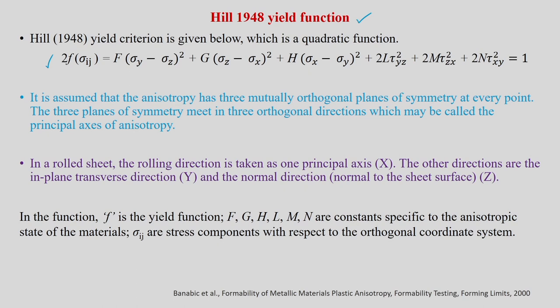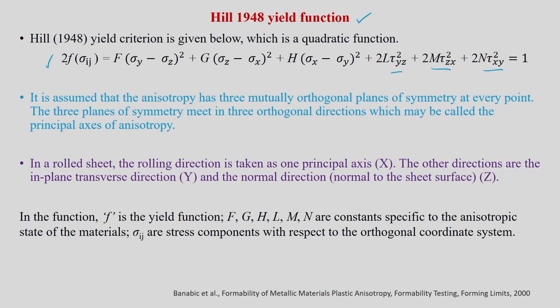So there is a function which is nothing but f into (sigma y minus sigma z) the whole square plus g into (sigma z minus sigma x) the whole square plus h into (sigma x minus sigma y) the whole square plus 2l tau yz square plus 2m tau zx square plus 2n tau xy square is equal to 1. And this is a generalized form of Hill's 1948 yield function in a general coordinate system. That is why you have sigma x, y, z, which are all normal quantities, and taus. All taus are basically shear quantities.